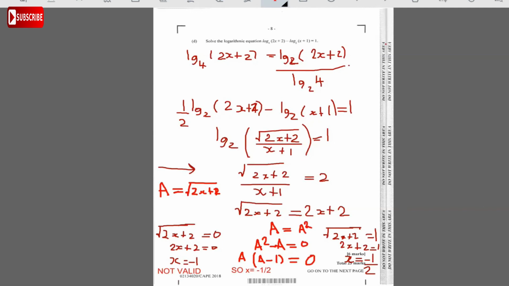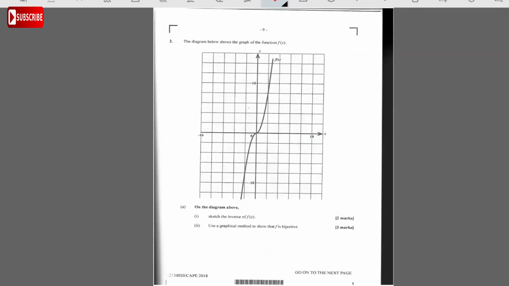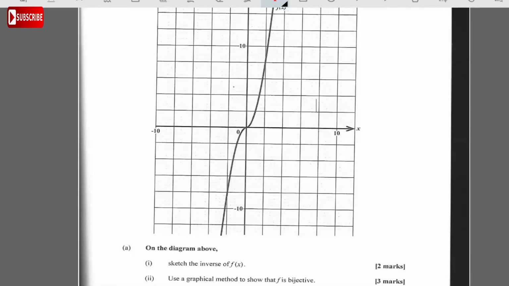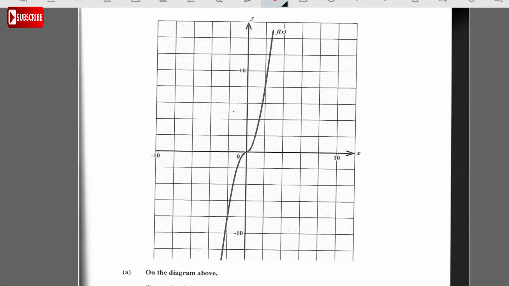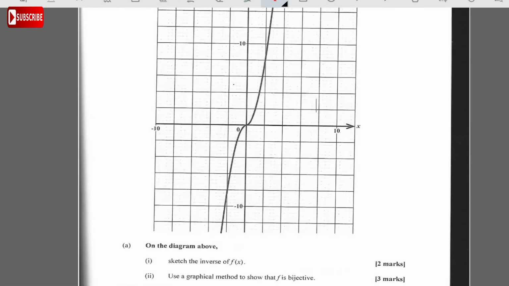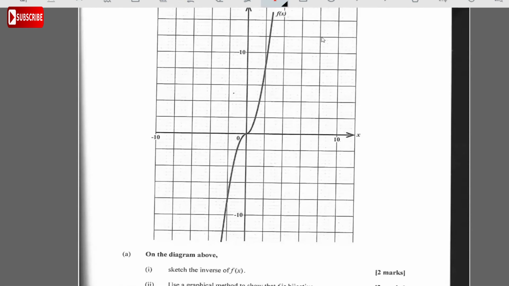Nice. Moving right along. Question 2 says the diagram below shows the graph of the function f of x, and it says sketch the inverse of f of x. So let's do that. I like to do this first: I like to draw the line y equal x before I sketch the inverse.